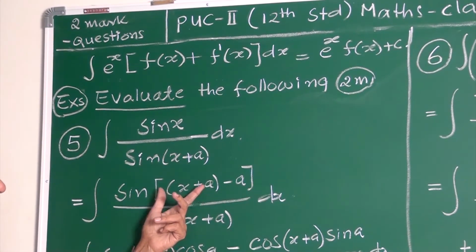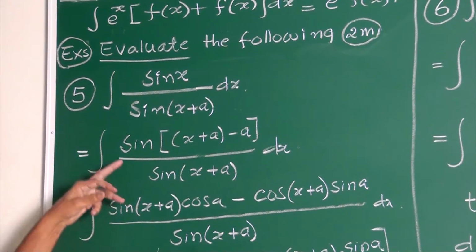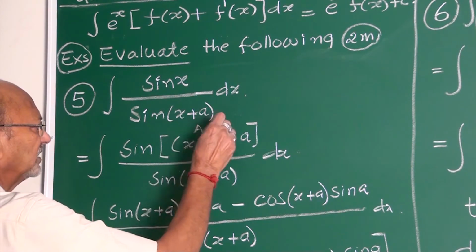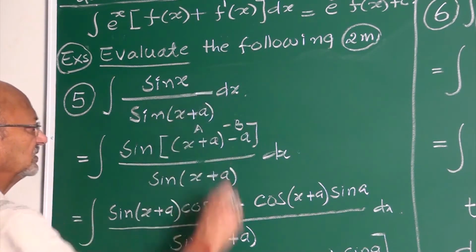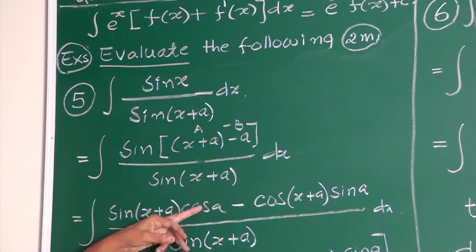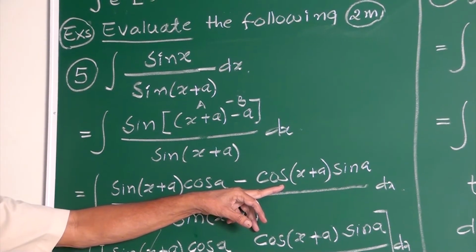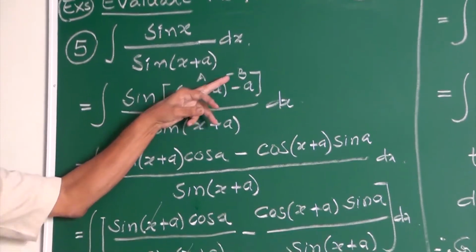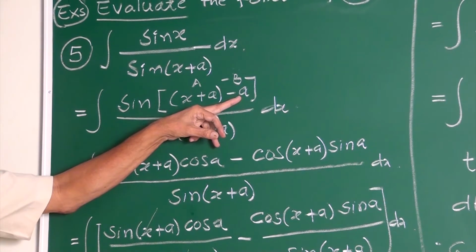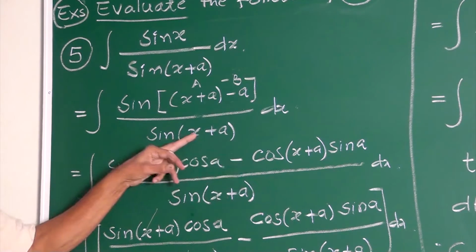This x plus a is special, as the angle is there in the denominator. Then what is your observation? Sin of, if you take this as a, this is minus b. Sin of a minus b, which is sin a cos b minus cos a sin b. It is a theorem. Sin a minus b is sin a cos b minus cos a sin b, this upon this.